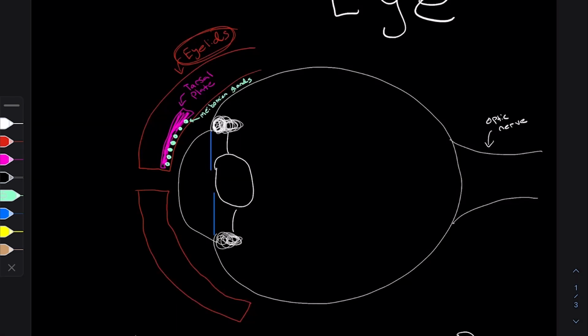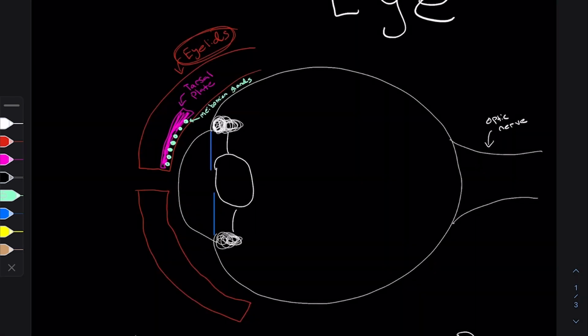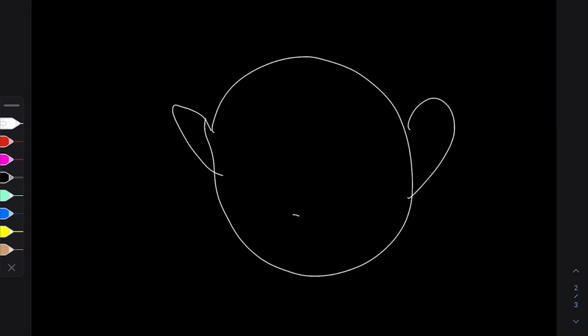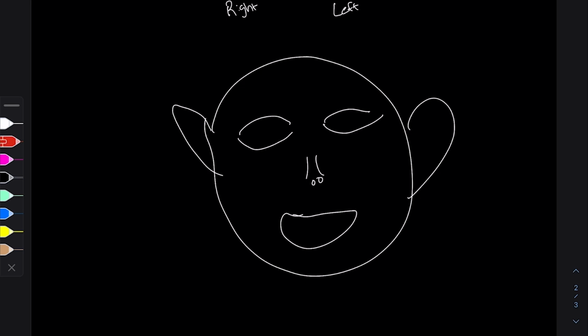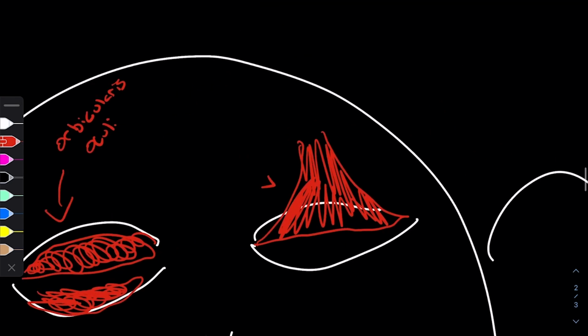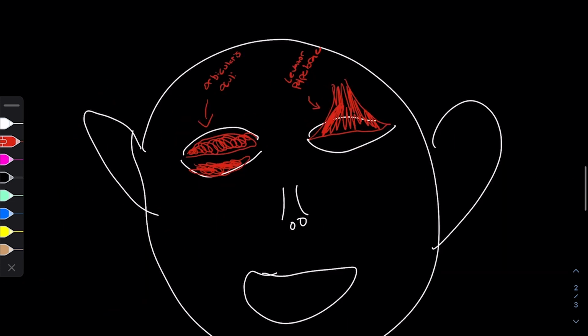So taking another step back and looking at our original model eye one more time, the next thing I'm going to talk about are the muscles in the eyelids that actually help us open and close our eyes. I'm going to draw one more model here, this goofy little face. I'm going to label it right and left just so there's no confusion. On the right side of this guy's eye, I'm going to draw the orbicularis oculi muscle. On the left side, I drew the levator palpebrae muscle.